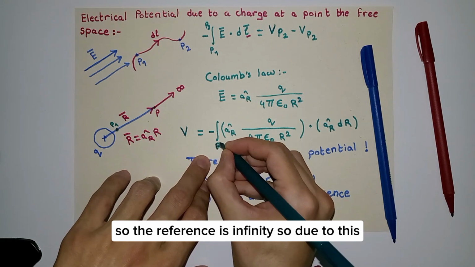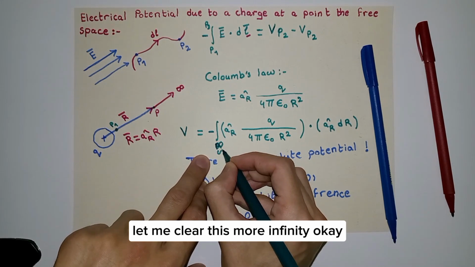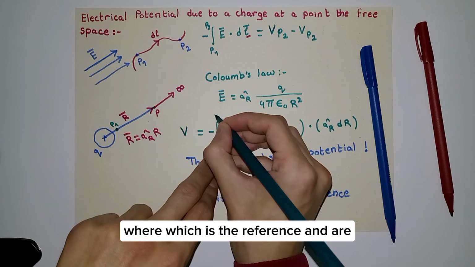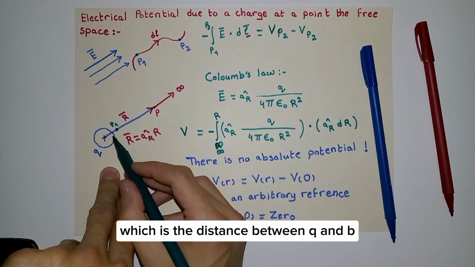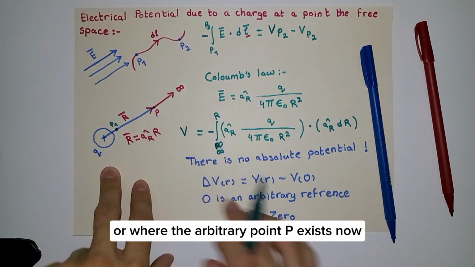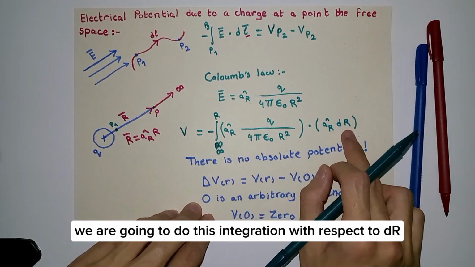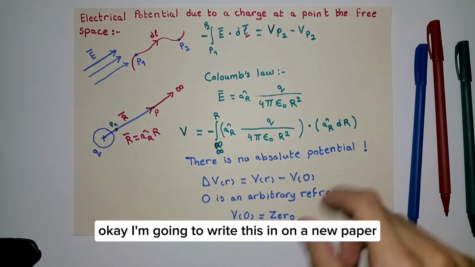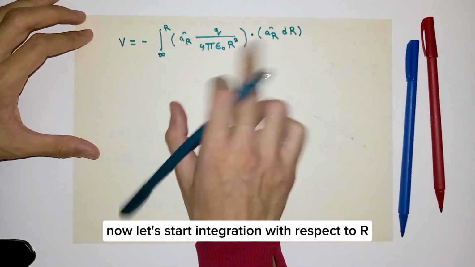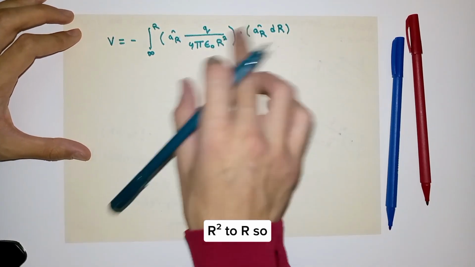So due to this, we are going to integrate between infinity, which is the reference, and R, which is the distance between Q and P, or where the arbitrary point P exists. Now, we are going to do this integration with respect to dr. I'm going to write this on a new paper. Now, let's start integration with respect to r. The power of r is going to be reduced from r squared to r.